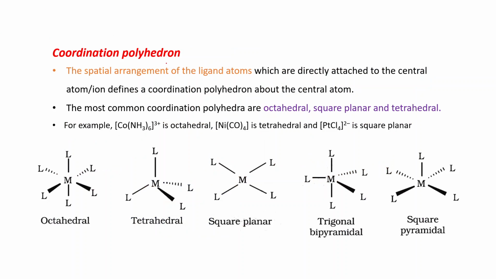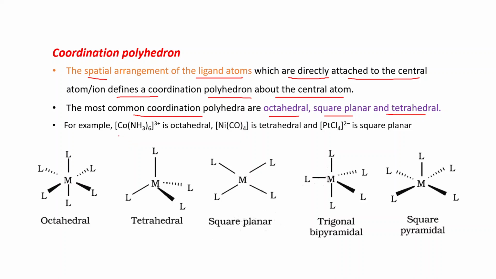Coordination polyhedron. The spatial arrangement of the ligand atoms which are directly attached to the central atom or ion defines a coordination polyhedron about the central atom. Simply, this represents the geometry of the complex. The most common coordination polyhedra are octahedral, square planar and tetrahedral.